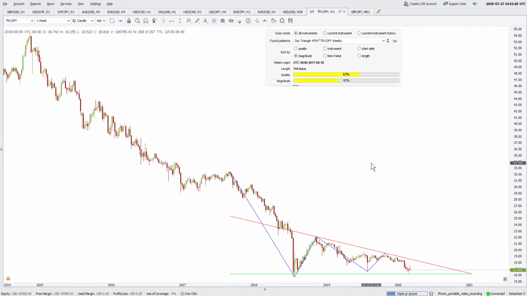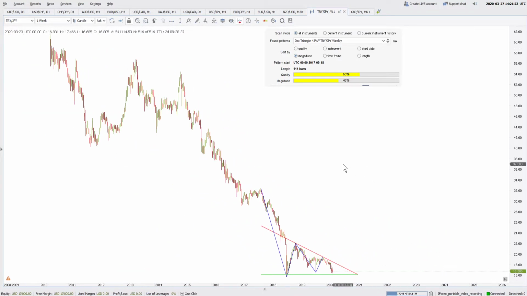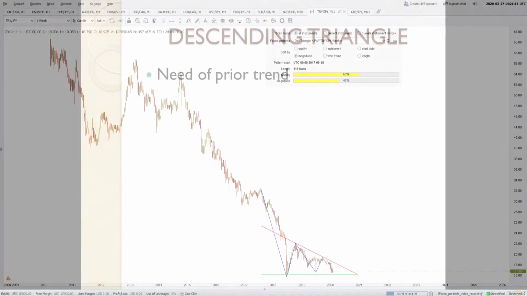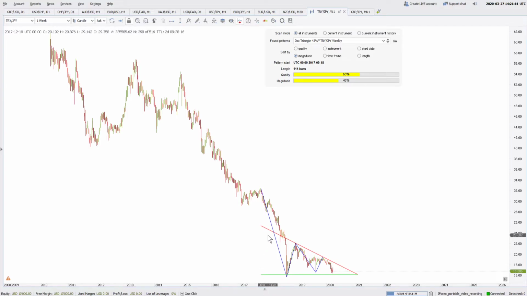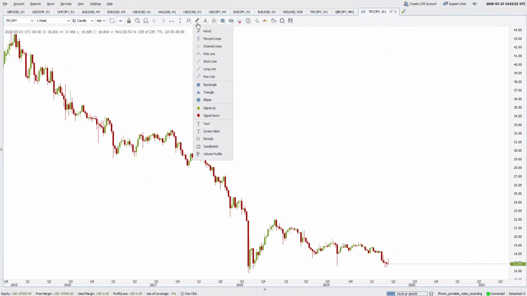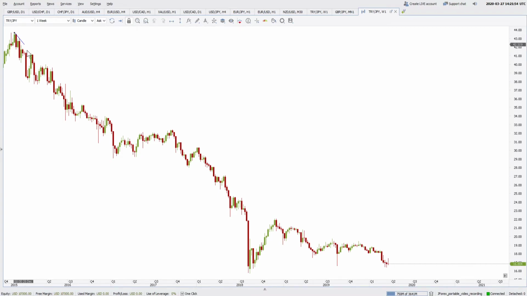Okay, there is a descending triangle and it is still in formation. Yes, this is a classic example of a descending triangle, friends. This is just like a textbook. If you remember what we studied in the textbook, in case of a descending triangle you need a prior trend. So let us see if there is a trend in this one or not. First I will do it like this. Okay, here you can see there is a trend, downtrend is there.